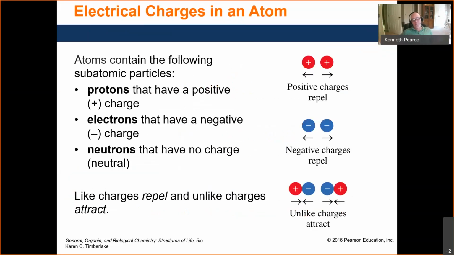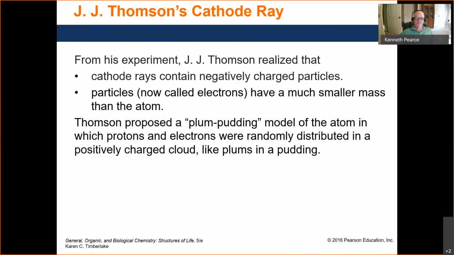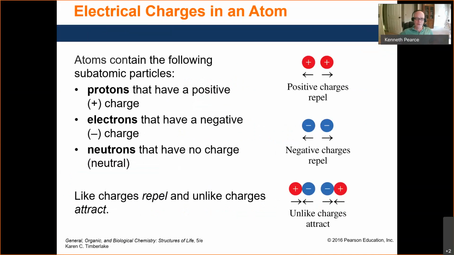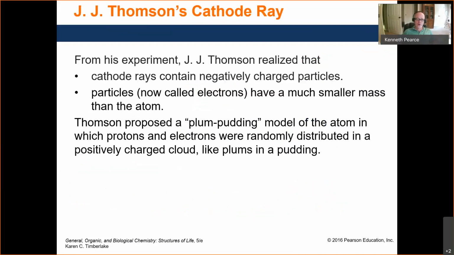All right, now we have three kinds of particles that atoms are made out of. We have protons, electrons, and neutrons. Protons are positive, electrons are negative, and neutrons have no charge. That's why they're called neutrons. And the discovery of these, there's a little bit of history I want to go through here. J.J. Thomson discovered the electron.